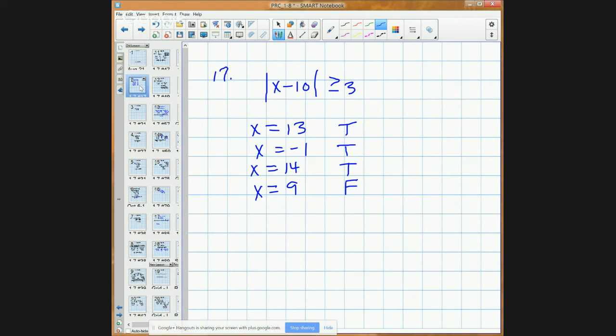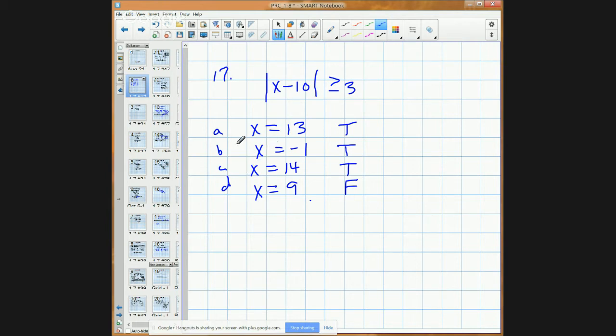Okay, 17 gives the problem as you see there. Absolute value of x minus 10 is greater than or equal to 3. And then you're supposed to try A, B, C, and D. You're supposed to let me know if those work. I didn't label them, but this is A, B, part C, and part D here. You just plug them in and you see if it works.